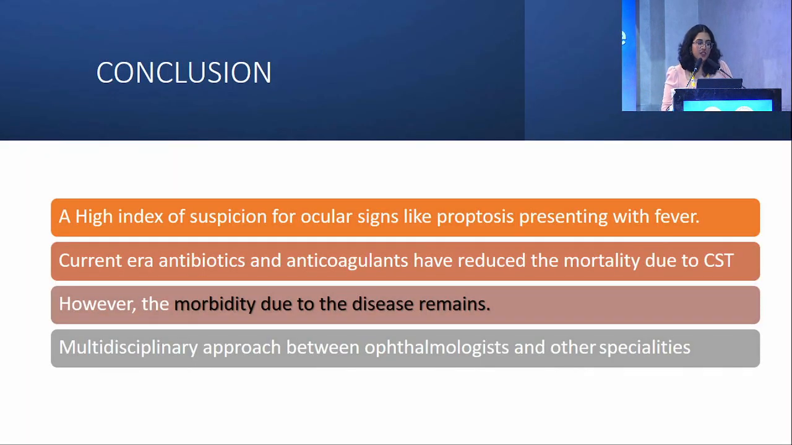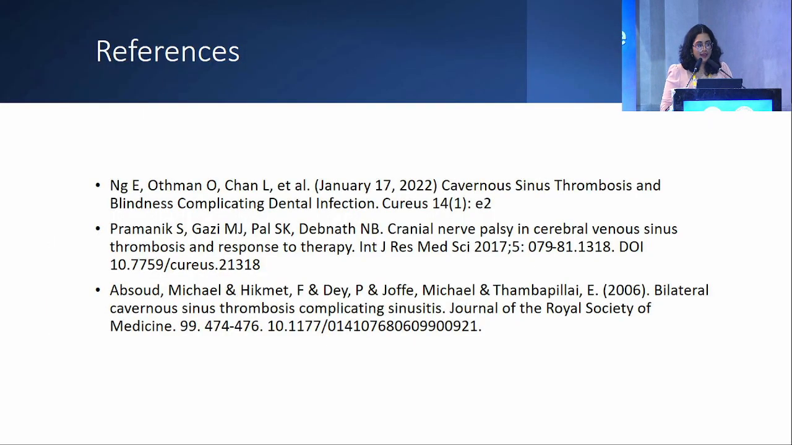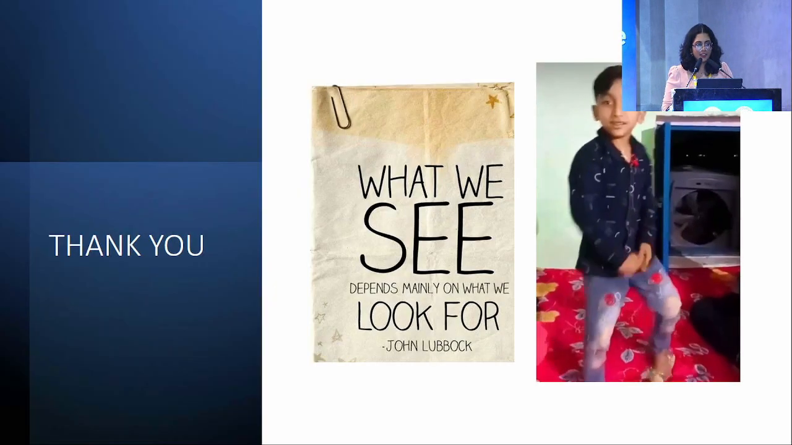So I'd like to conclude by saying a high index of suspicion for ocular signs like proptosis presenting with fever is necessary. Current era antibiotics and anticoagulants have reduced the mortality due to cavernous sinus thrombosis. However, the morbidity due to the disease remains. A multidisciplinary approach between the ophthalmologist and other specialties is required to combat the same. These are my references. Thank you.